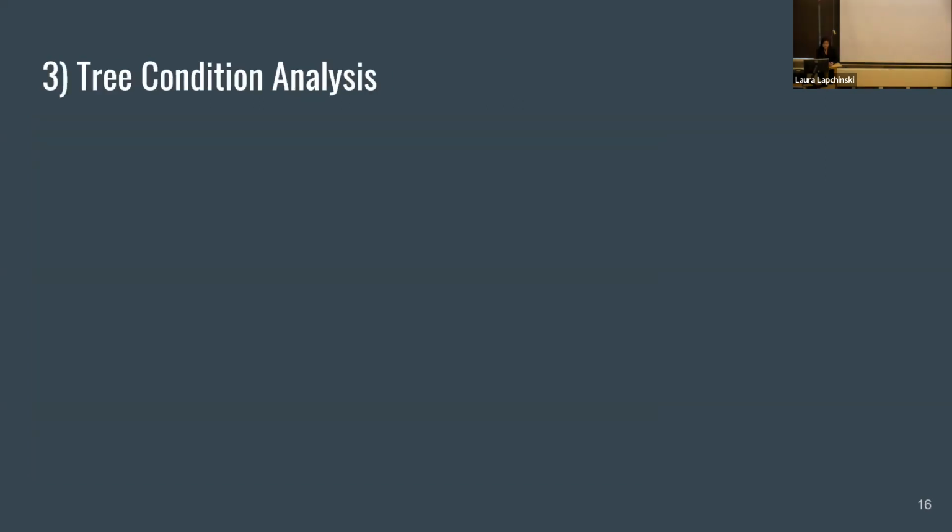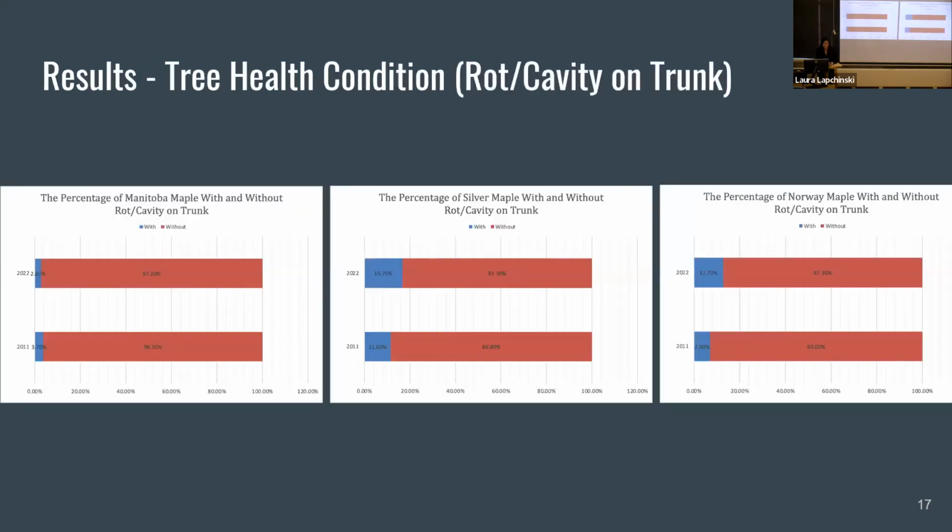The last section of results explains the current health condition of the three species with three health indicators. We can see that rot and cavity on trunk is not a major issue for the three species in the study, since the percentage of them that have the defect is not high for both 2011 and 2022. But there is an increase in rot and cavity for silver maple and Norway maple, from 11.6 to 17.7% for silver maple, and 7 to 12.7% for Norway maple.